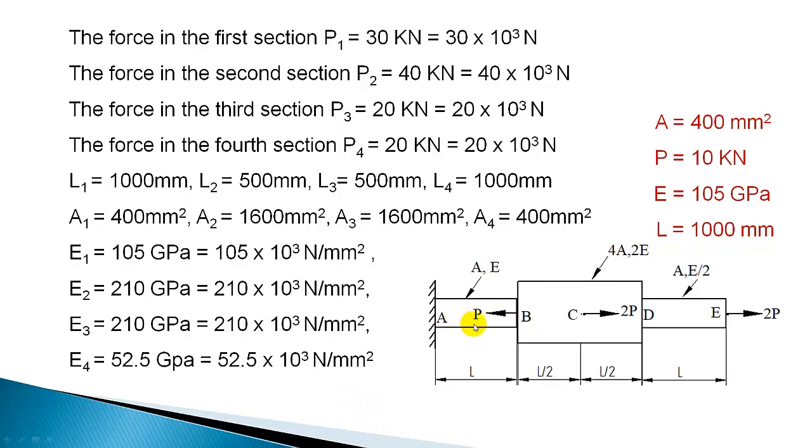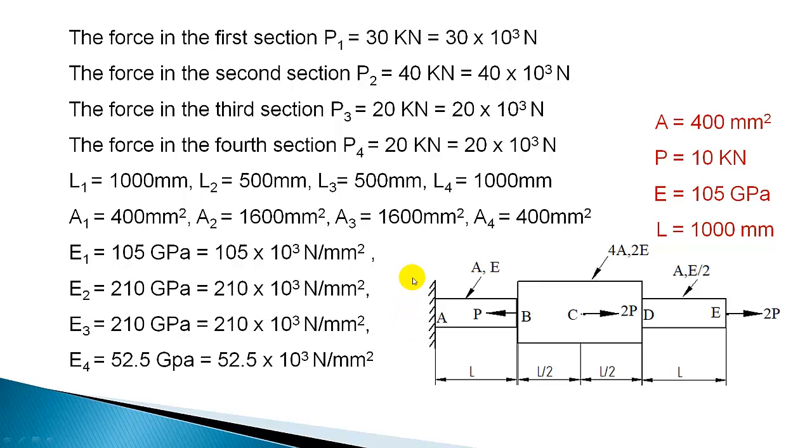So we got the data for all the four sections. AB is the first section, BC is the second section, CD is the third, and DE is the fourth section. So all the data is tabulated here.